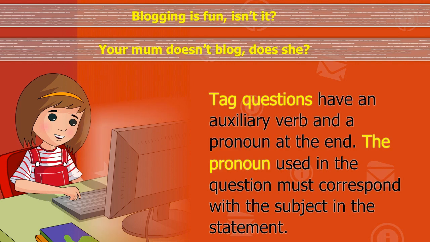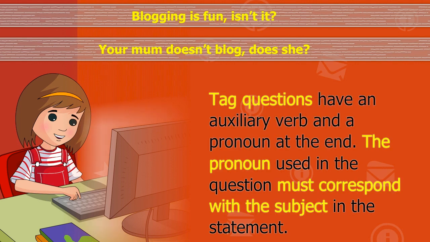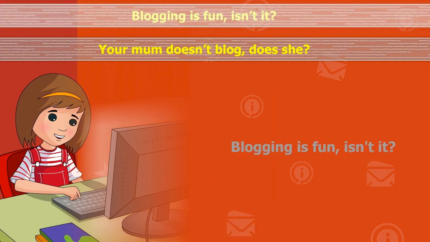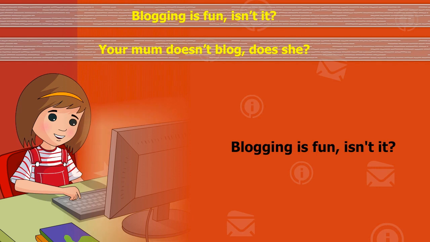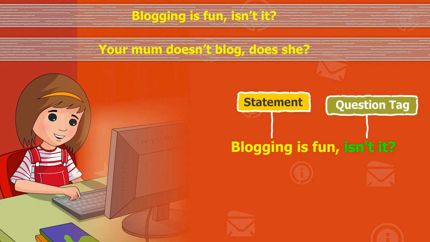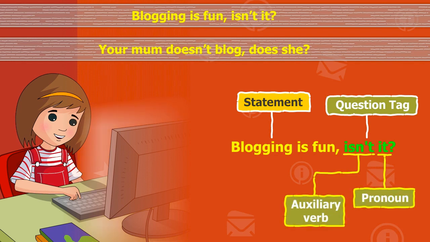The pronoun used in the question must correspond with the subject in the statement. For example, in the question, "Blogging is fun, isn't it?" the first part of the question, "Blogging is fun," is a statement or a declarative sentence, and the second part of it, "Isn't it?" is a question tag. "Isn't" is an auxiliary verb, and "it" is a pronoun which corresponds with the subject blogging.